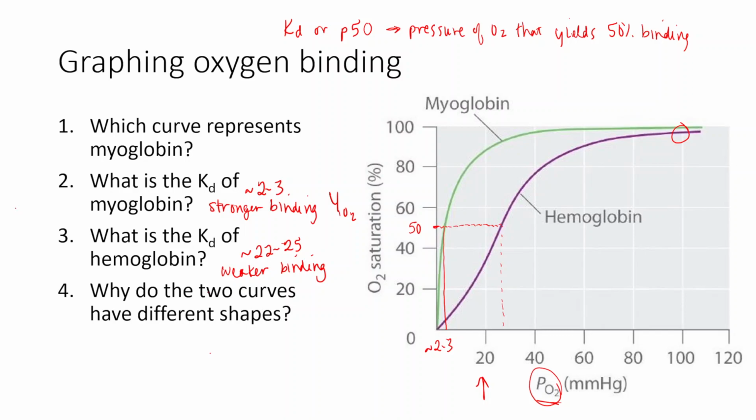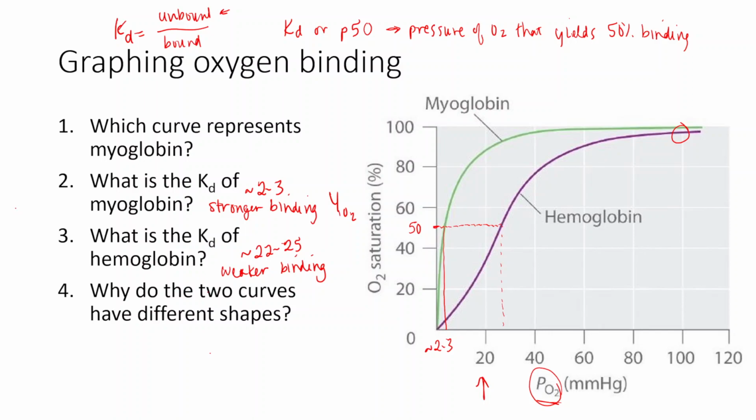Sure. So the KD is essentially a fraction that's unbound over bound, either hemoglobin or myoglobin. So if the numerator is smaller, meaning the KD is smaller, that means you have a larger denominator, meaning more is bound, because you have stronger binding. It's one of those things you got to think through.